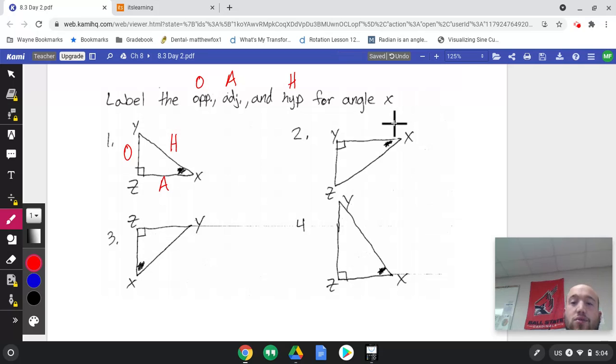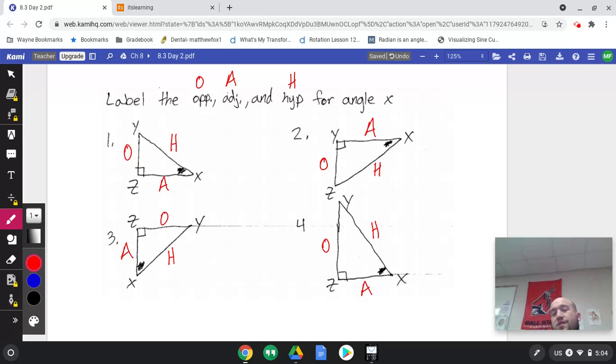Okay, now on number 2, same thing will apply. Here is angle x. H is across from the right angle. The right angle's there, so across from that is our H. Now, O is opposite of angle x, and A is adjacent to angle x. On number 3, here is our hypotenuse, opposite and adjacent. And finally, number 4, if I were you, pause it and try it on your own. All right, hypotenuse, and now opposite and adjacent.